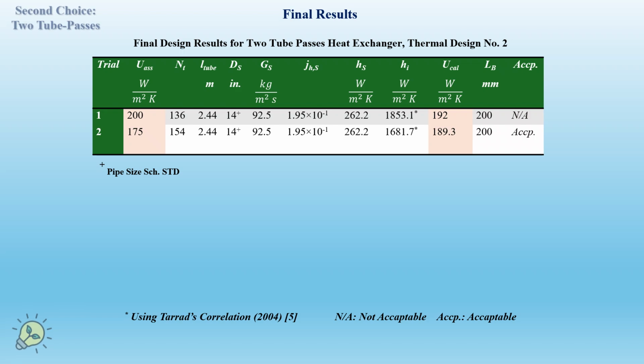and the estimated value was 189.3. Of course, this is an accepted design because the difference between the assumed and the calculated value is almost similar, and usually we use about 10% for the tube size or the heat exchanger size as a safety margin to compensate for safety.